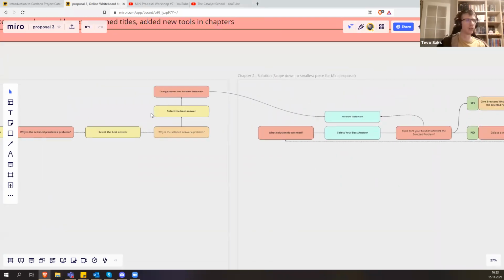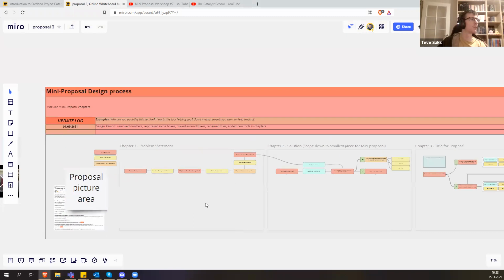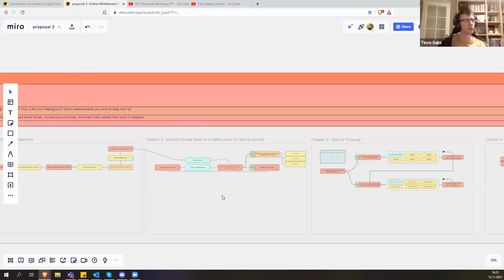And the same will go for the solution. You start thinking about it and then make sure that you're addressing the solution. So this was just one step of that process, but it goes 11 steps. So it has a solution stage.